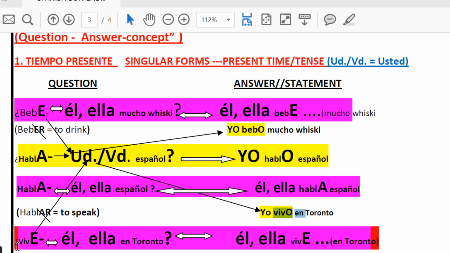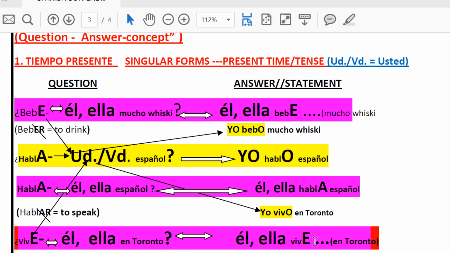And similarly, if you want to ask if he lives in Toronto, you would ask the question, vive él en Toronto? And you would get the reply, sí, él vive en Toronto. And if you wanted to ask if she lives in Toronto, you would say, vive ella en Toronto? Sí, ella vive en Toronto.